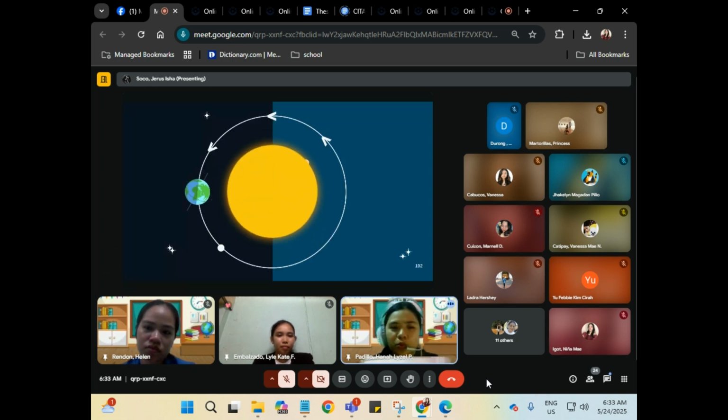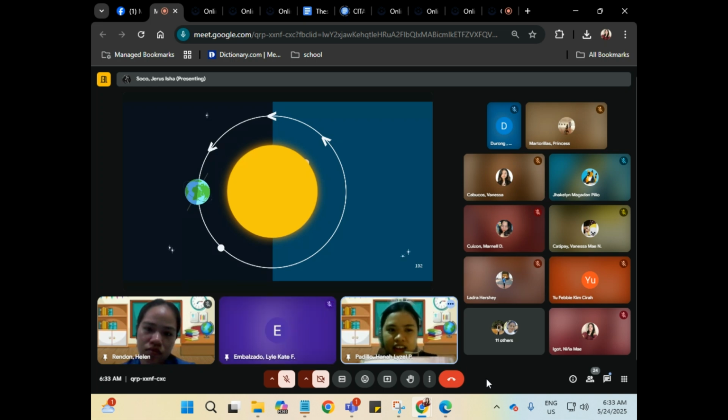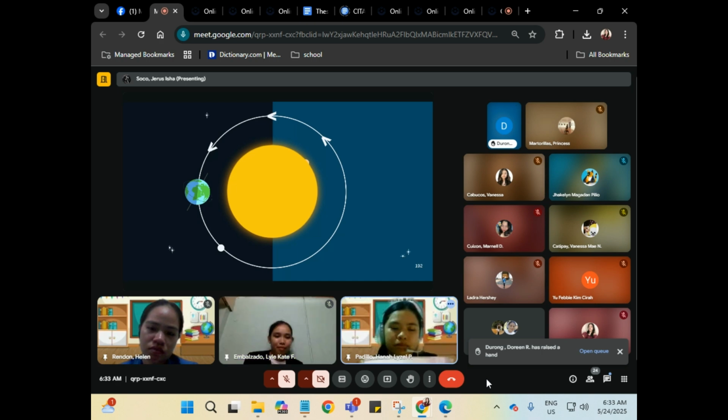Okay, in your own words, in your own opinion, how can you tell about this rotation of the earth when the earth is on this side or at this side? Can I have Durong? For me, teacher, this side, as discussed earlier, is the winter side. So if the earth is on the winter side, teacher, we can feel the coldness.